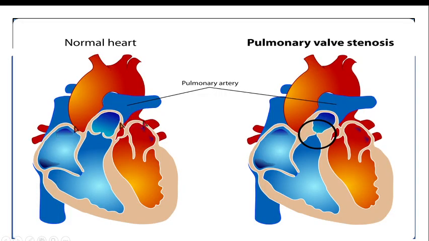So this is the normal heart. See, this is the pulmonary artery. Can you see? This is very close by. Pulmonary artery stenosis. Okay. So here this is a normal thing. Okay. But here it is very narrow.